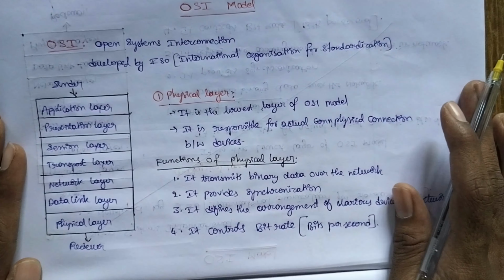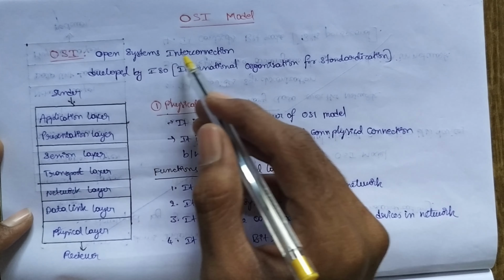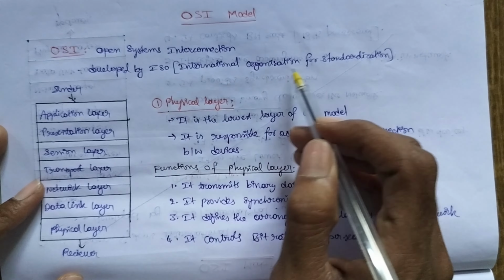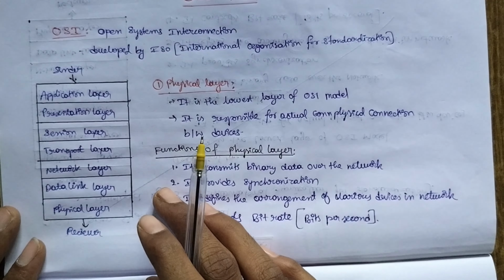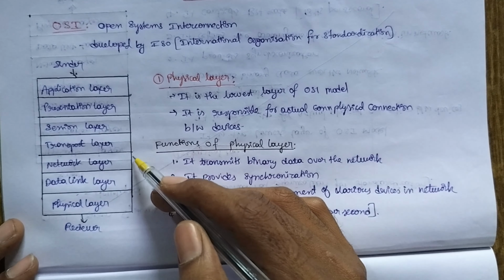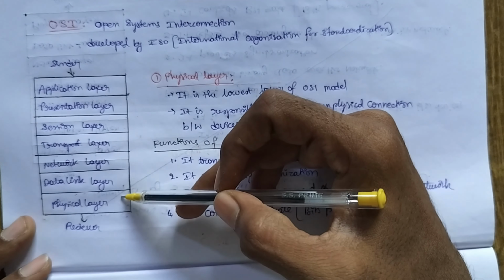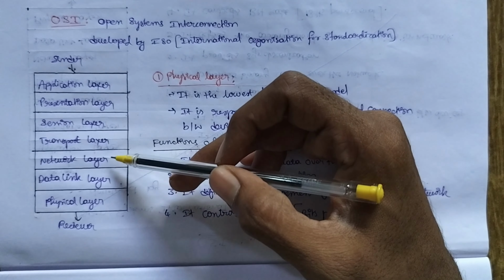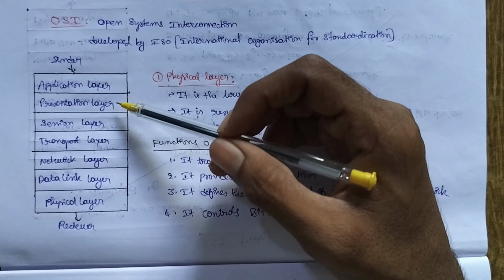So let's get started with the definition of an OSI model. OSI stands for Open Systems Interconnection, and it was developed by the International Organization for Standardization, which is popularly known as ISO. There are around 7 layers in the OSI model. I think it's 8 layers. They are mainly physical layer, data link layer, network layer, transport layer, session layer, presentation layer, and application layer.